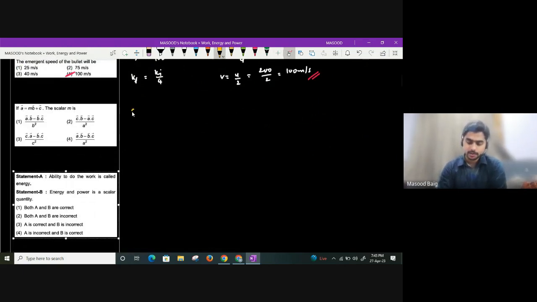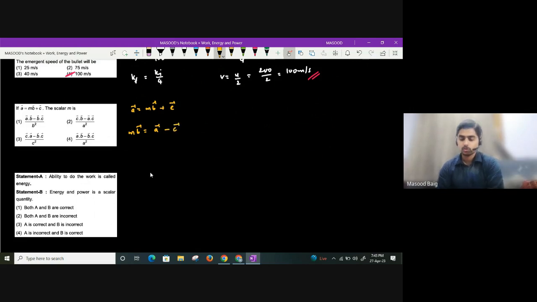Next, A bar is given as m into B bar plus C bar, guys. They're asking us to find what is m value here. So how will you write m value? I can write m into B bar as A bar minus C bar. Now what I'll do is take the dot product of B bar on both sides, guys. So what are we going to get? If I do dot product, B bar dot m into B bar should be equal to B bar dot A bar minus C bar.